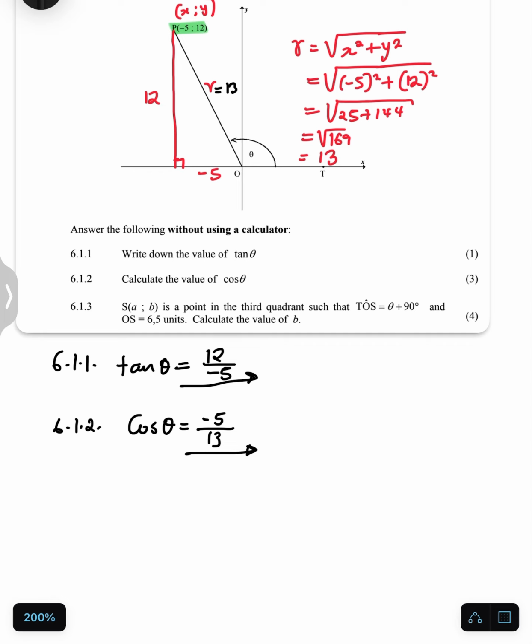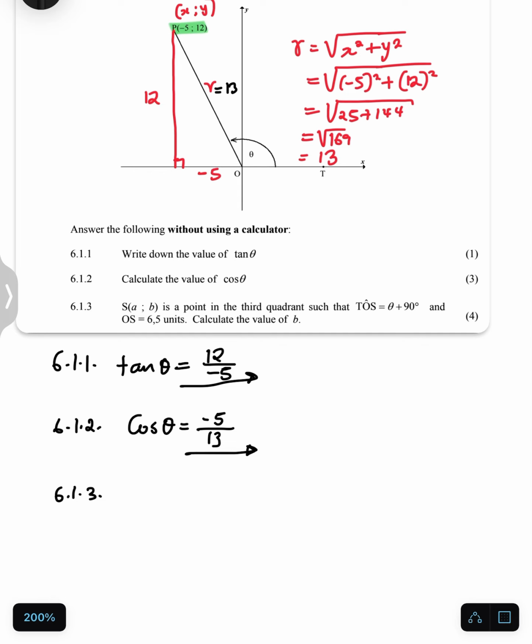And then lastly, in 6.1.3, S with the coordinates A and B is a point in the third quadrant such that angle TOS is equal to theta plus 90 degrees, and OS with a length of 6.5 units. Calculate the value of B.